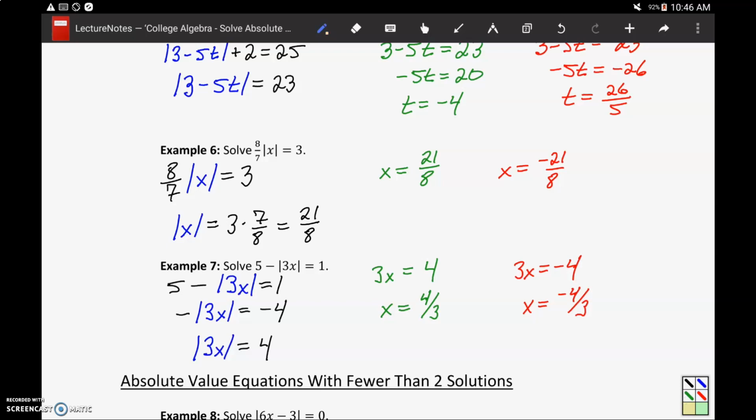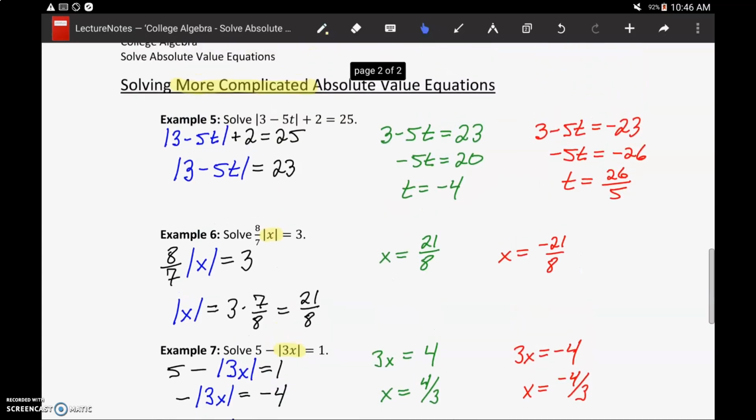So again, the only thing that really changed in these more complicated examples is that we have to start off by isolating whatever that absolute value statement is. But once we've taken care of those one or a few steps, then we can just continue solving as we did in those previous examples.